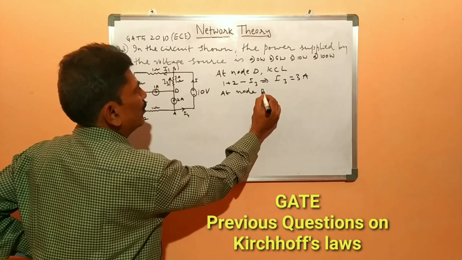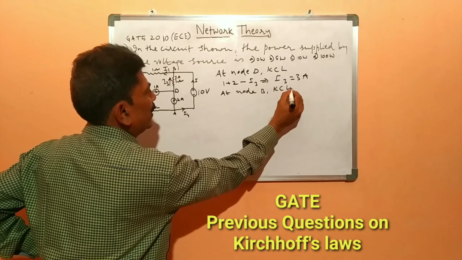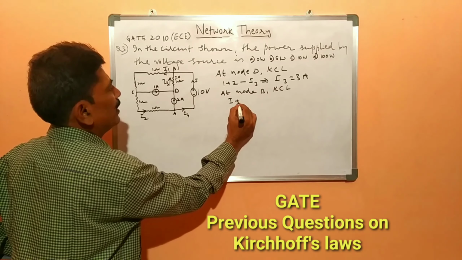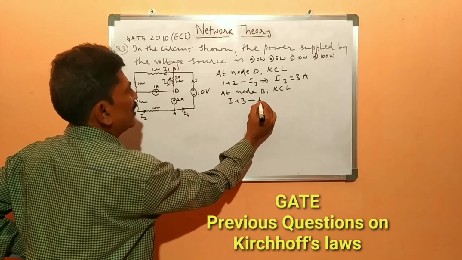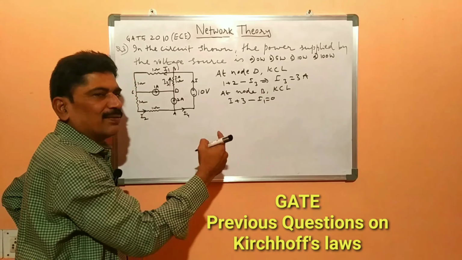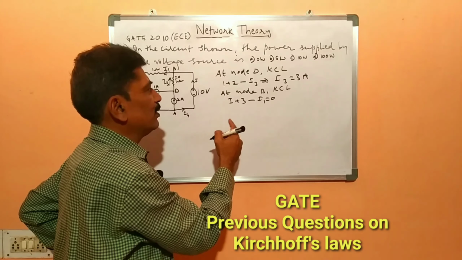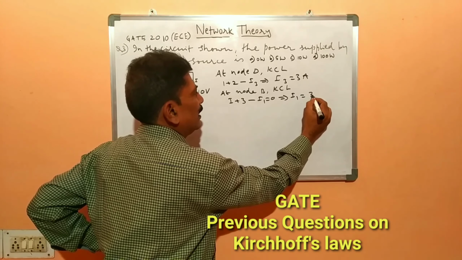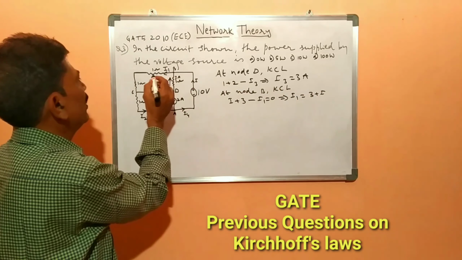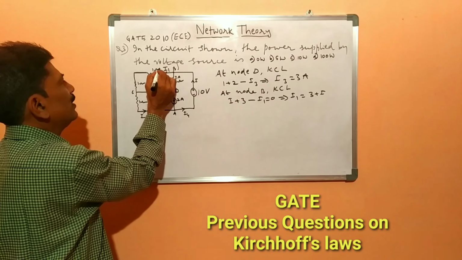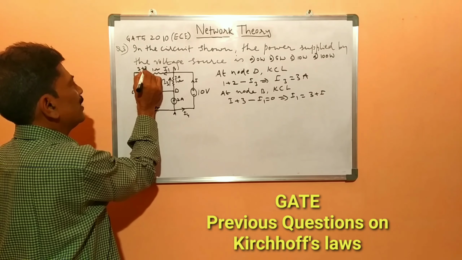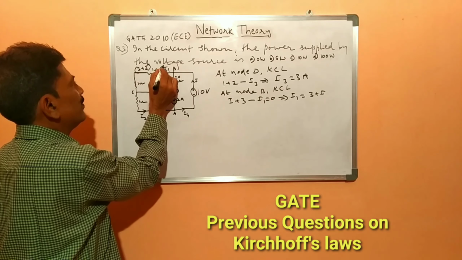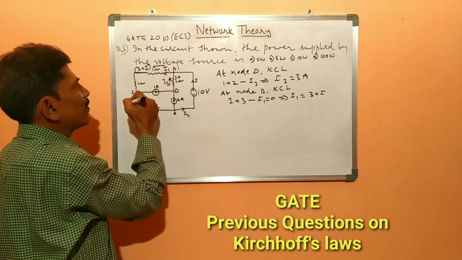Now let us apply KCL at node B. At node B, what are the currents entering? I is entering, 3 amperes entering, and I1 is leaving. So the summation of all the currents should be equal to 0. From this equation, we get I1 is equal to 3 plus I. So 3 plus I amperes is the current which is flowing in this branch.